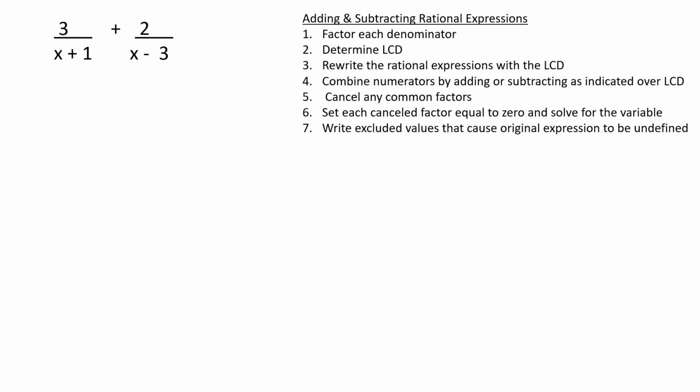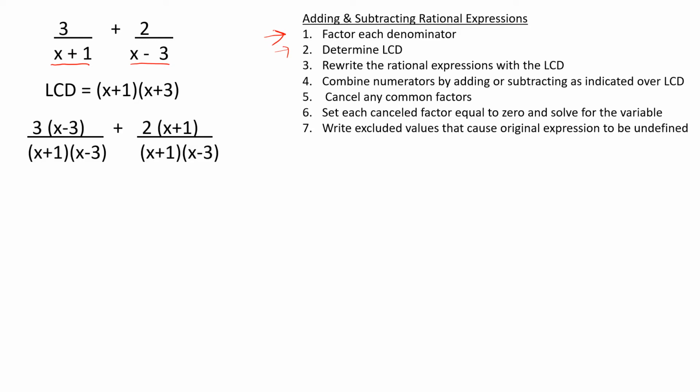All right, so here we have two fractions, and they have different denominators. So what are we going to do first? We're going to factor each denominator. Well, if you look at the first denominator, this can't be factored, it's prime. And this one cannot be factored, it's prime. So since they're both prime, then our LCD is going to be both of those multiplied together. And so that's our LCD, right? Then we're going to rewrite the rational expressions with that LCD. So that's what I've done here.